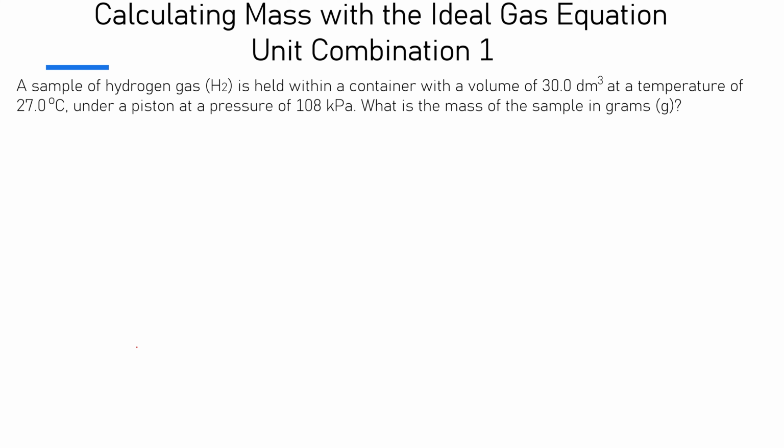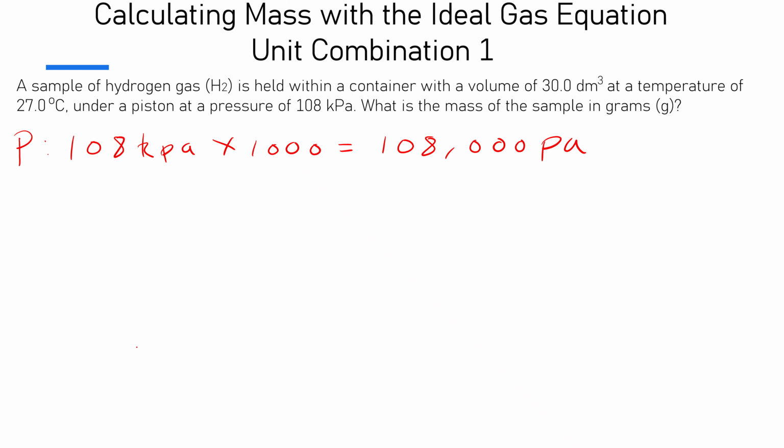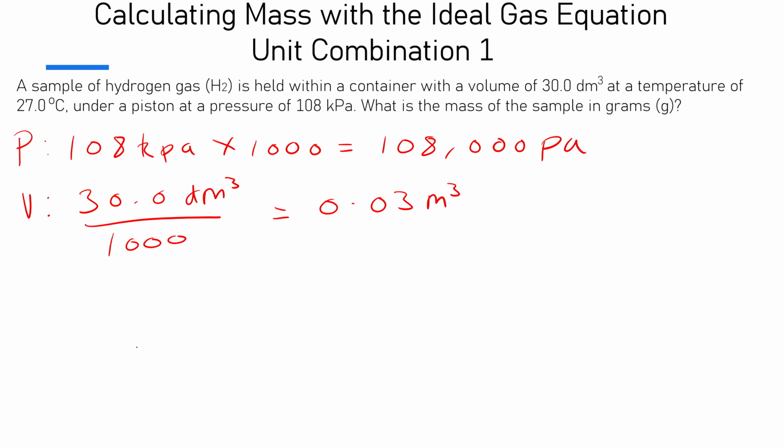Pressure is given at a value of 108 kilopascals. We need to convert this value into pascals by multiplying by 1,000 to get an equivalent value of 108,000 pascals. For volume, we are given a value of 30.0 decimeters cubed. We need to convert this into cubic meters by dividing by 1,000 to get an equivalent value of 0.03 cubic meters.